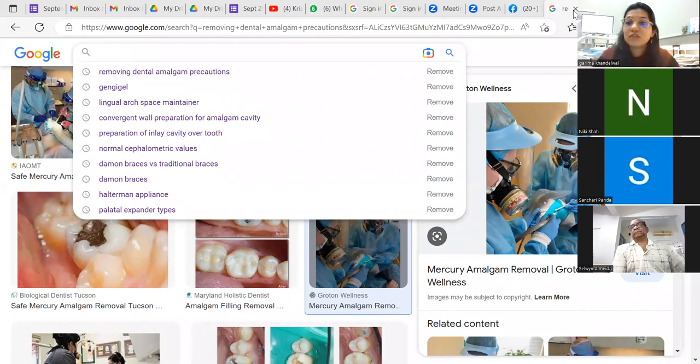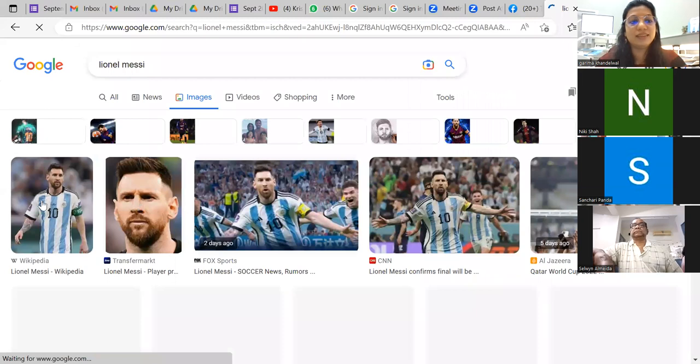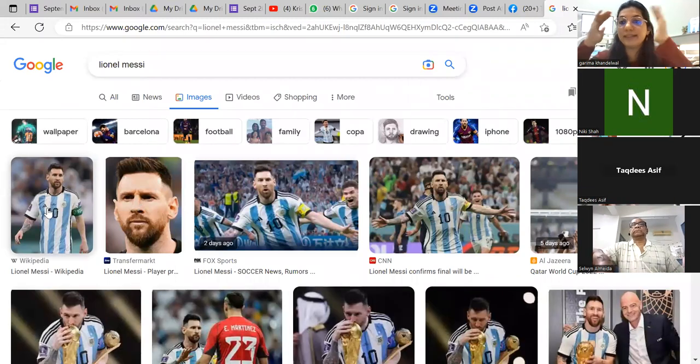Lionel Messi can be a lot of things. It can be a table, it can be a chair, it can be any random human being. I really don't know why this pop-up is coming up. There can be hundreds of people named Lionel Messi. But immediately the image that goes into your head is this guy, correct? Immediately.